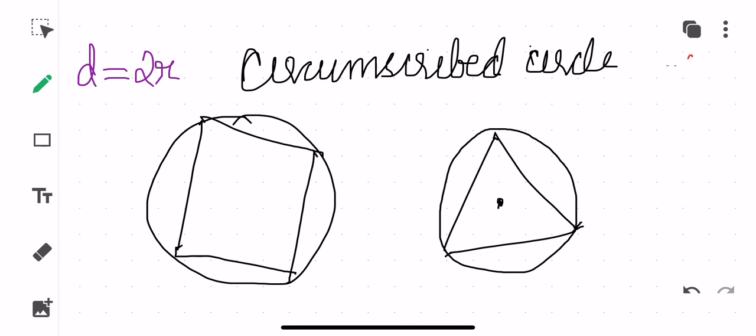So what is the circumcenter, children? The circumcenter is the center of this particular circle, the circle which is passing through all the 3 vertices of the polygon which it is covering.